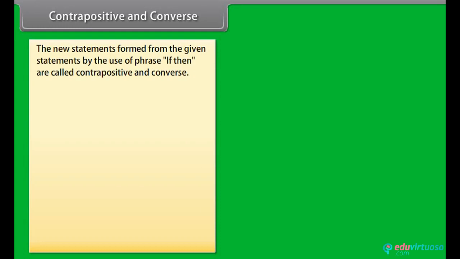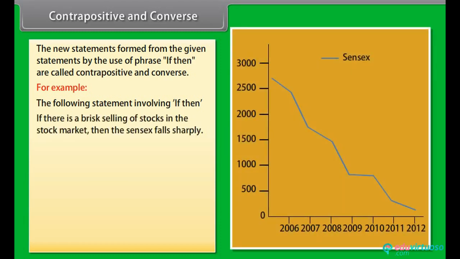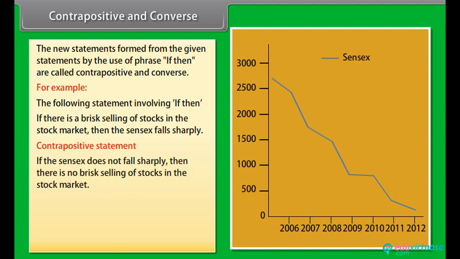Contrapositive and converse. The new statements formed from the given statements by the use of the phrase if-then are called contrapositive and converse. For example, the following statement involving if-then. If there is a brisk selling of stocks in the stock market, then the Sensex falls sharply. The contrapositive of the statement is, if the Sensex does not fall sharply, then there is no brisk selling of stocks in the stock market.